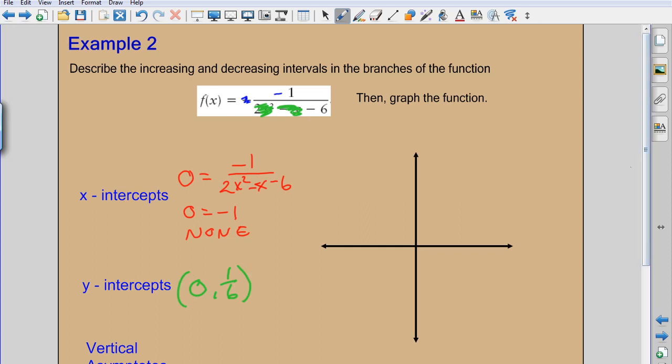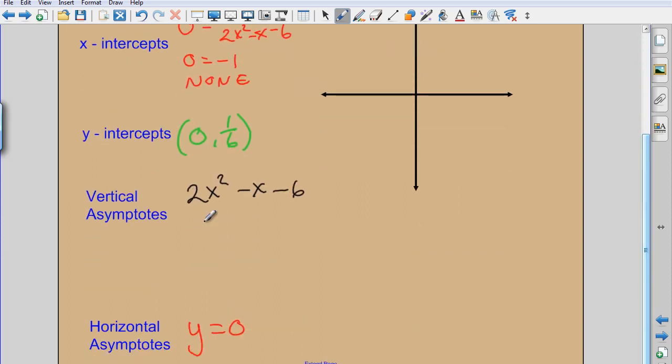And then finally, the vertical asymptote is found by taking the denominator only and setting it equal to 0. So we have 2x squared minus x subtract 6. This we will need to try and factor, which I believe the factors work out to be 2x plus 3 and x minus 2. And you can FOIL that back together. That will equal the original quadratic.